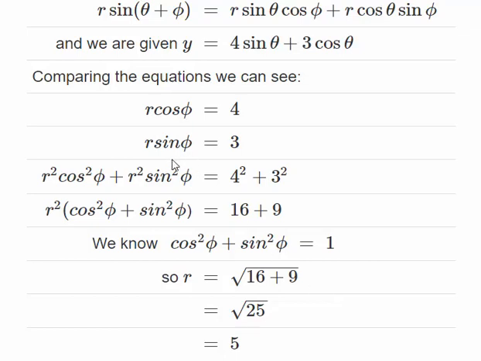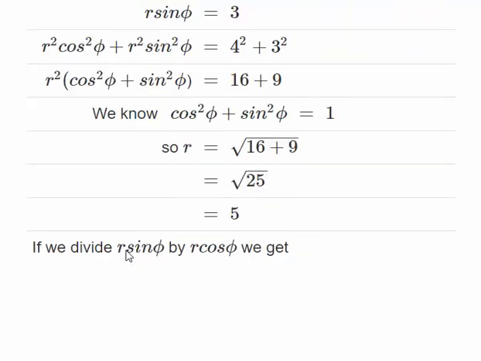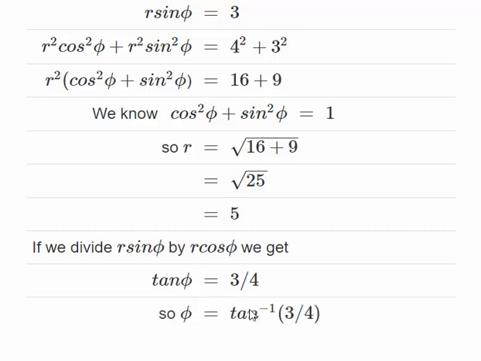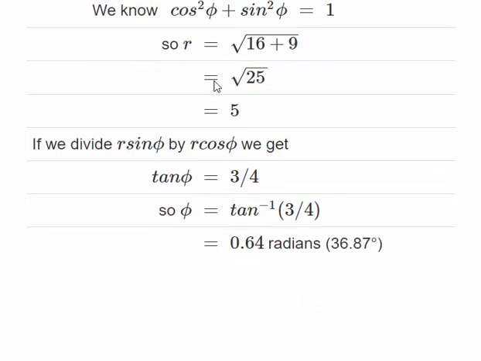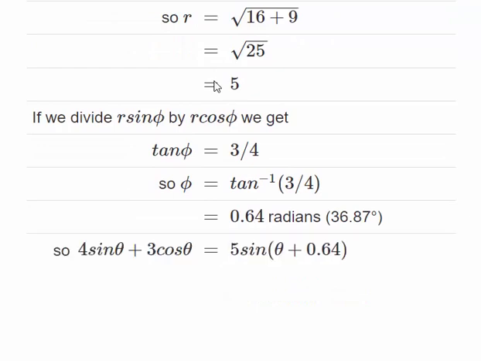The next thing I want to do is to find phi. Dividing r sine phi by r cos phi, the r's will cancel, so I'm going to get tan phi is equal to 3 over 4, which means that phi is equal to the arctangent of 3 over 4, which is 0.64 radians or 36.87 degrees, which means that I can write 4 sine theta plus 3 cos theta as 5 sine theta plus 0.64 radians.